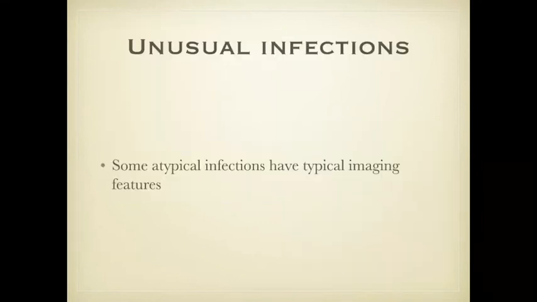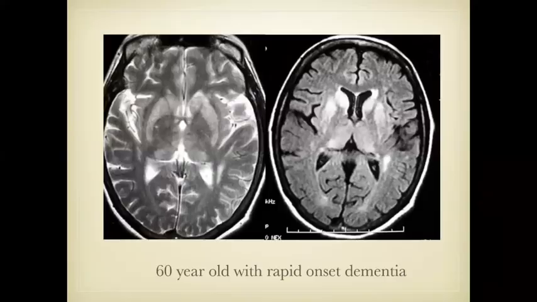Atypical infections may have atypical imaging features. Now, this is an atypical infection in the sense you don't see this that often. Here's a 60-year-old with a rapid onset dementia. You'll notice on the T2 weighted scan, it's a little subtle, but bilateral, symmetric, on FLAIR as well, high signal intensity in the basal ganglia. There might be a little bit of abnormal signal in the thalamus as well.